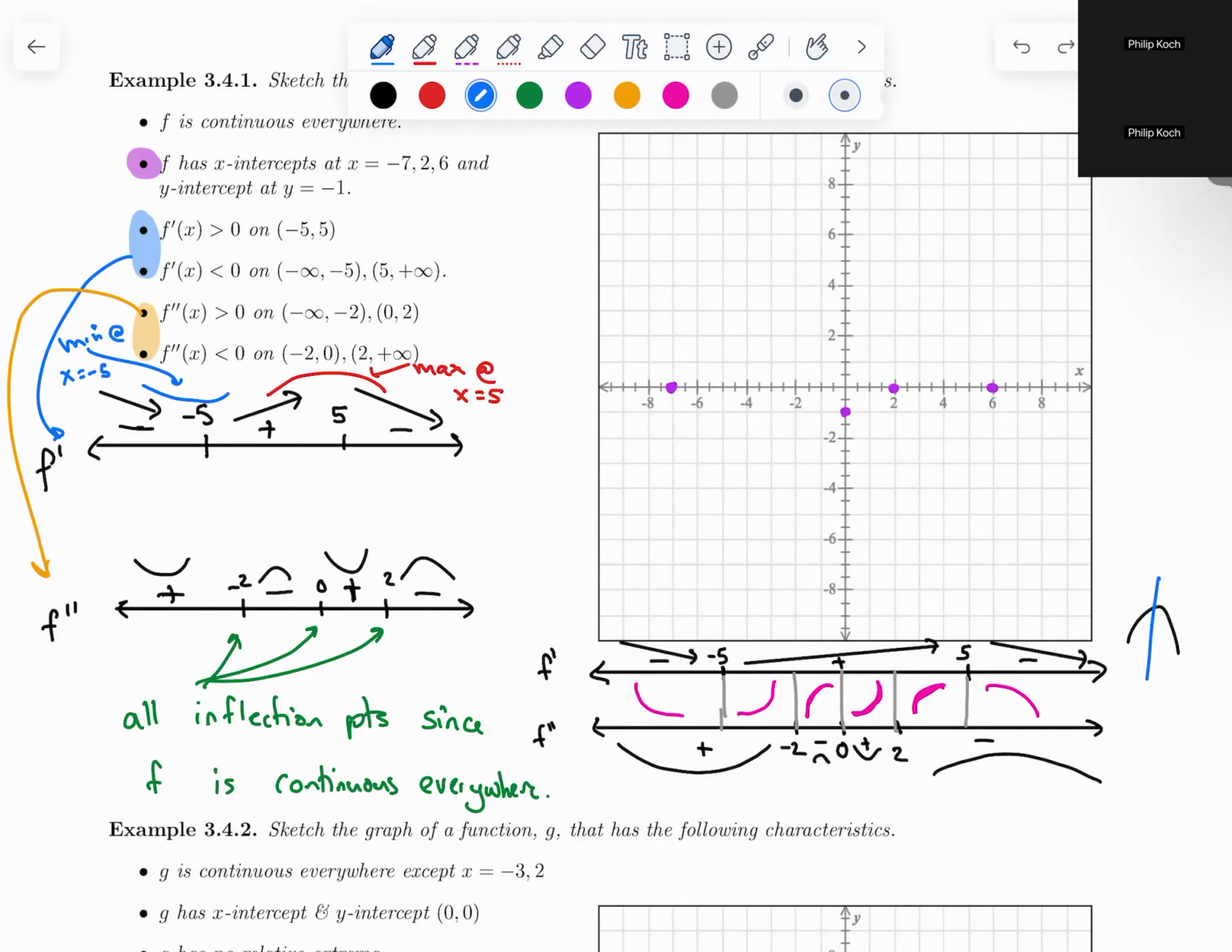Then the next one, we are increasing and concave up. That's the right half of the smile. Then we are increasing but concave down between +2 and 5, which makes that shape. And last but not least, we're concave down. So based on that information, we can now start creating the graph.